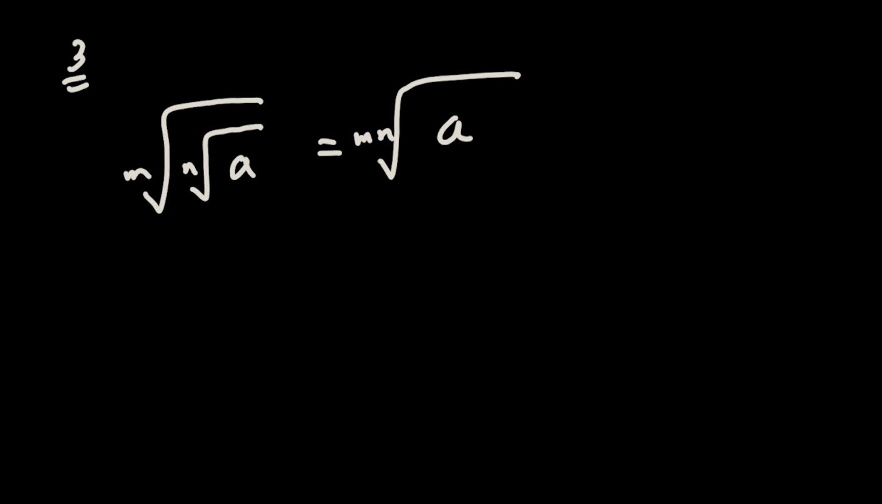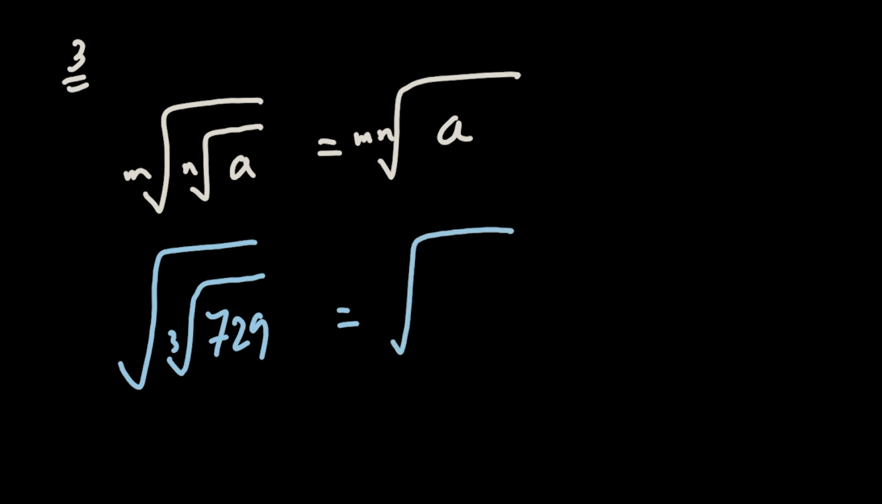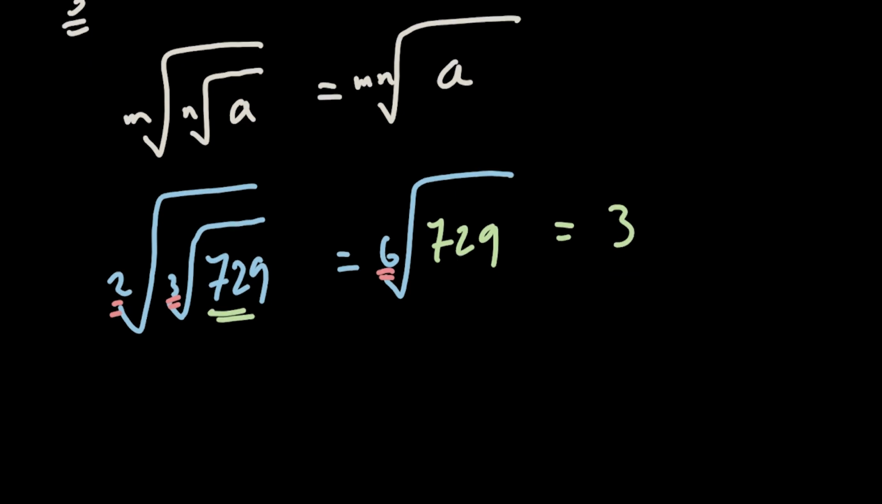Let's see an example. If we have the second root and inside of it we have the third root of 7 to the 9, we will have the sixth root, because here we have 2 and we will just multiply this 2 with a 3, so we'll get 6. And the number here won't change, so we'll have 7 to the 9. And if you use a calculator, you'll get 3 as an answer. Let's see the next property.